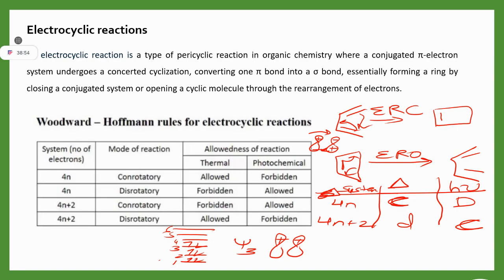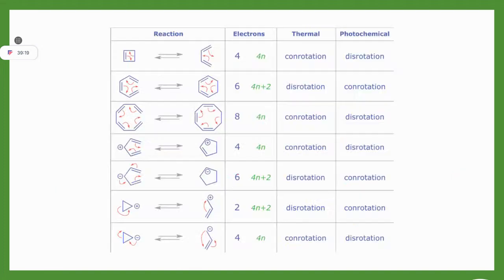So till this slide, we have learned two new things. First, we have to determine whether our system is 4n or 4n plus 2. And second, we have to determine in thermal condition whether it will be conrotatory or disrotatory, and in a photochemical condition whether it will be conrotatory or disrotatory. So this is very good practice for you. You can pause the video and tell me what type of system this is.